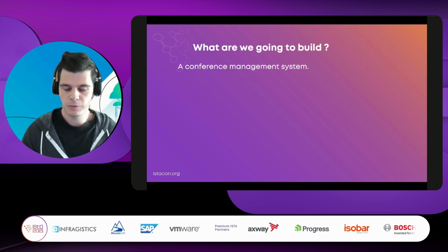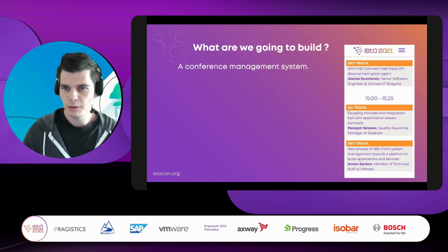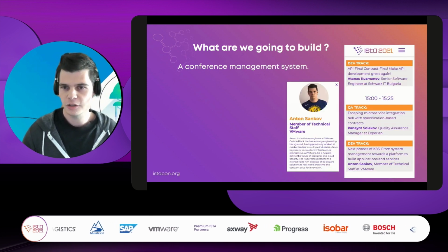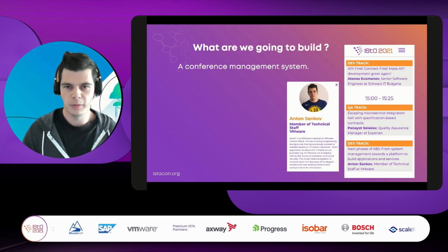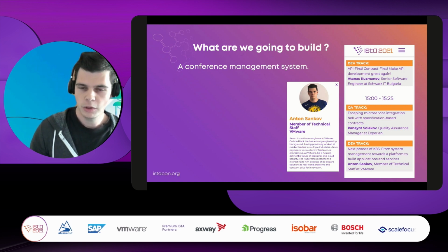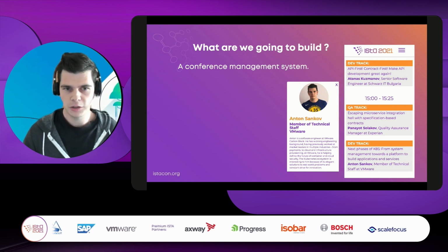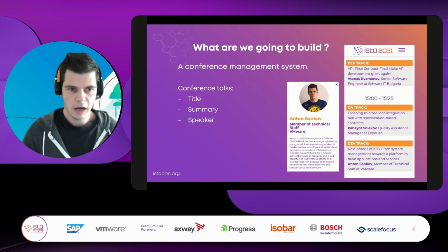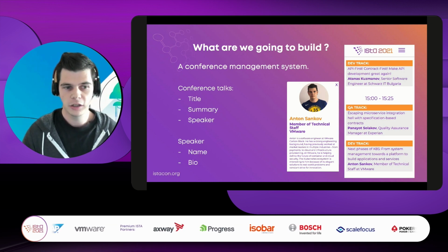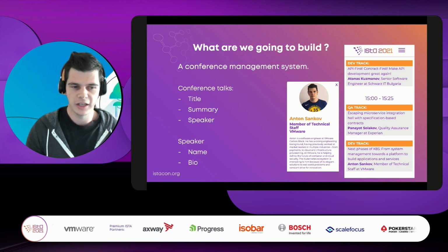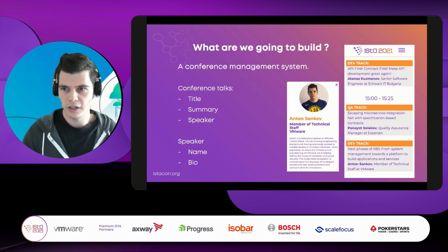Think, for example, of Istio conference. On Istio's website, you can go and you can see all the sessions with more info about each conference talk, more info about each speaker, and so on. So we're going to build something similar, only ours is going to be a bit simpler. Our domain is going to consist of two main models, a conference talk and a speaker, where each conference talk has a title, a summary, and a speaker, and each speaker has a name and a bio.